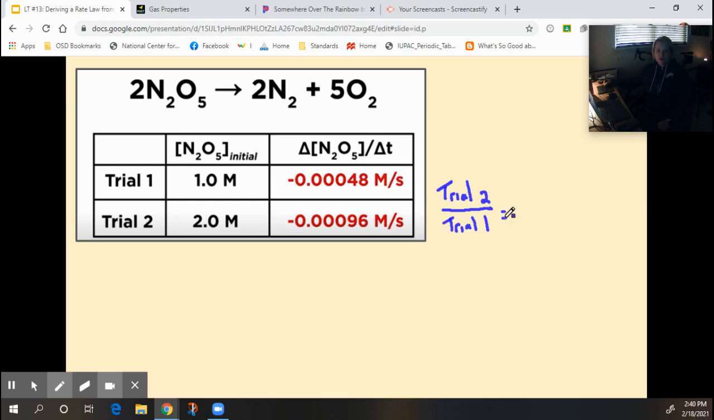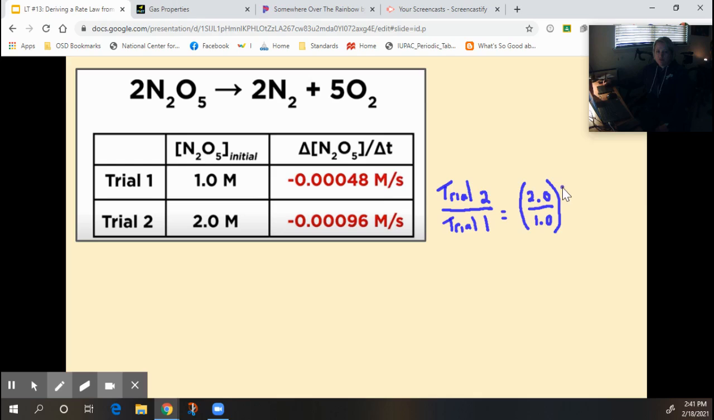And when I do that, I'm going to know that there is some sort of order of reaction that will dictate what my rate of reaction will be. And order of reaction is an exponent. So I'm going to put the concentration of the second trial here, which is 2.0. Put the concentration of the first trial here, which is 1.0.